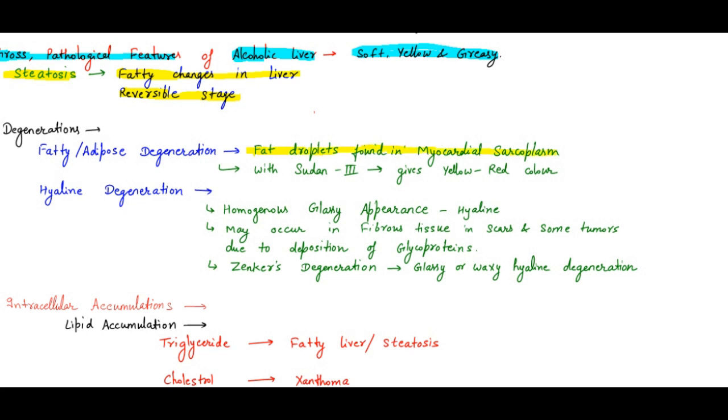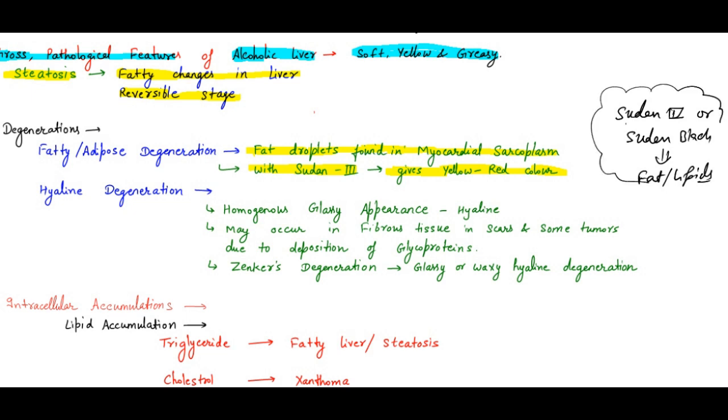The next is what? Sudan 3 gives a yellow-red color. Remember, Sudan 3 or Sudan black is the stain for fat or lipids. They will make it so simple if they give you a stain in the question. If they give you Sudan 3 or something, then just go for fatty and adipose degeneration.